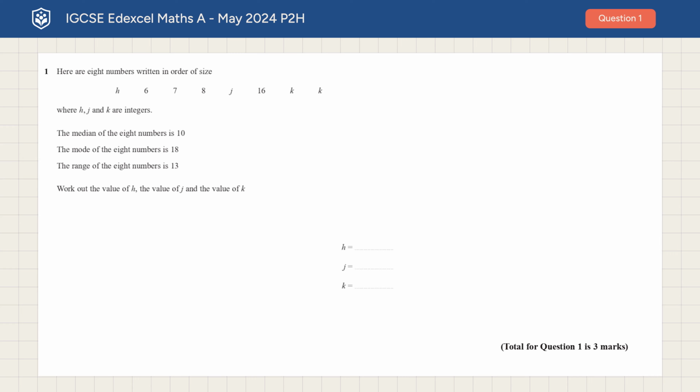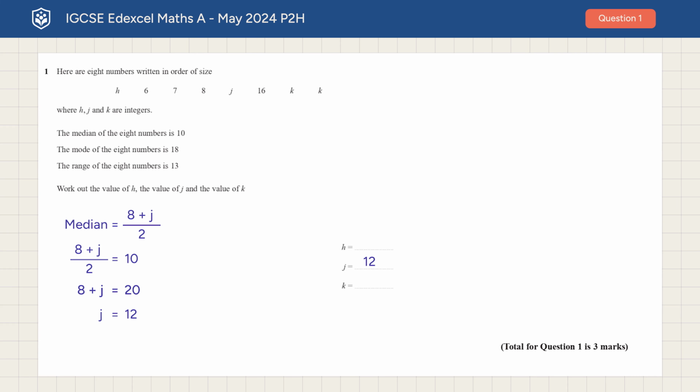and range. First, we're told the median is 10. With 8 numbers, the median is the average of the 4th and 5th numbers. Looking at the list, the 4th number is 8 and the 5th is J. So we set up the equation. (8 + J) over 2 equals 10. Solve that and you get J equals 12.